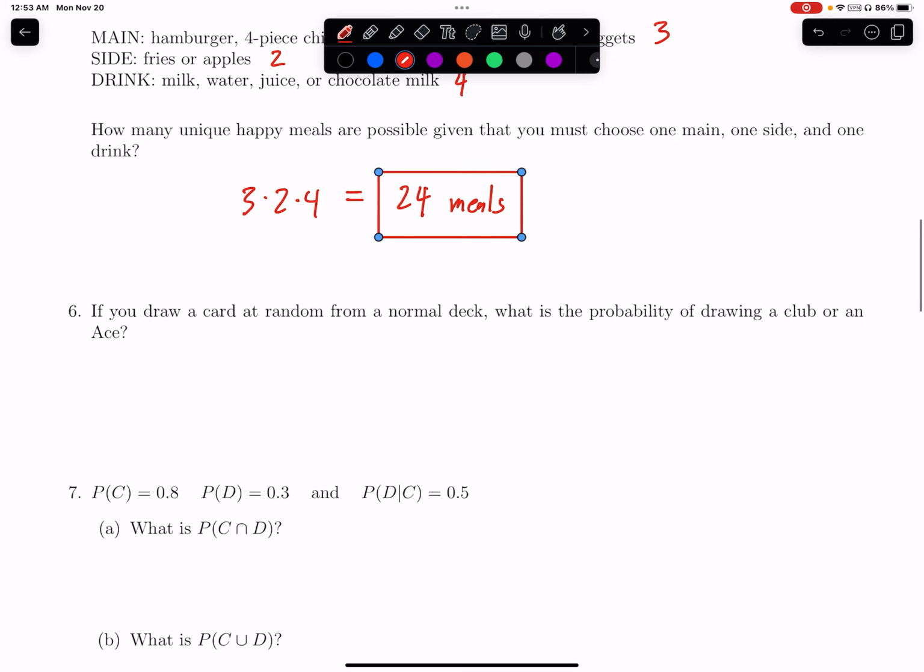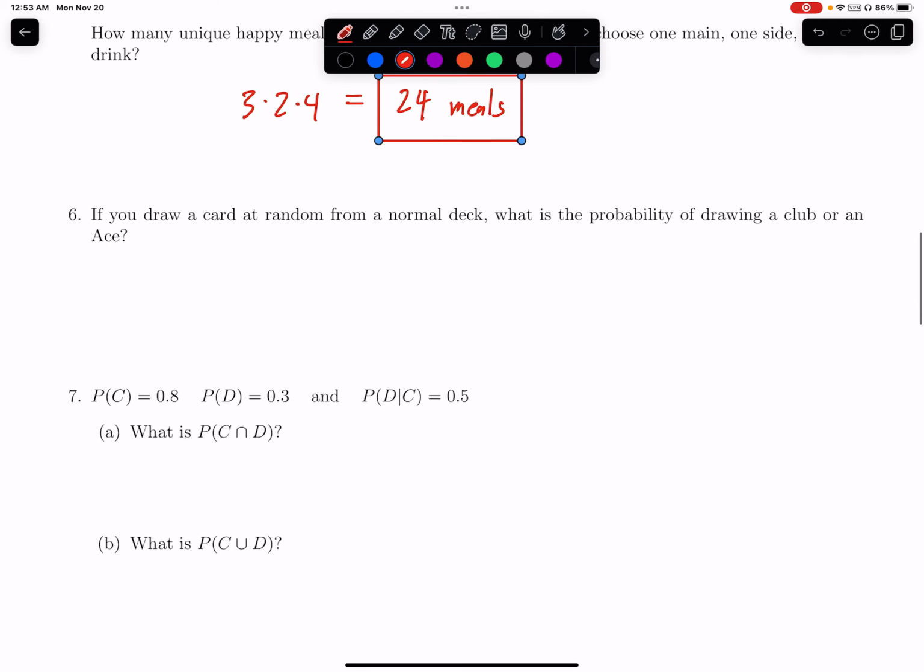Okay, number 6. If you draw a card at random from a normal deck, what's the probability of drawing a club or an ace? We've seen this question several times already in different forms. So a suit and a particular card, right? Well, the standard way to do this is to use the formula of A union B, which is the probability of the first plus the probability of the second, and then minus the probability that they both happen.